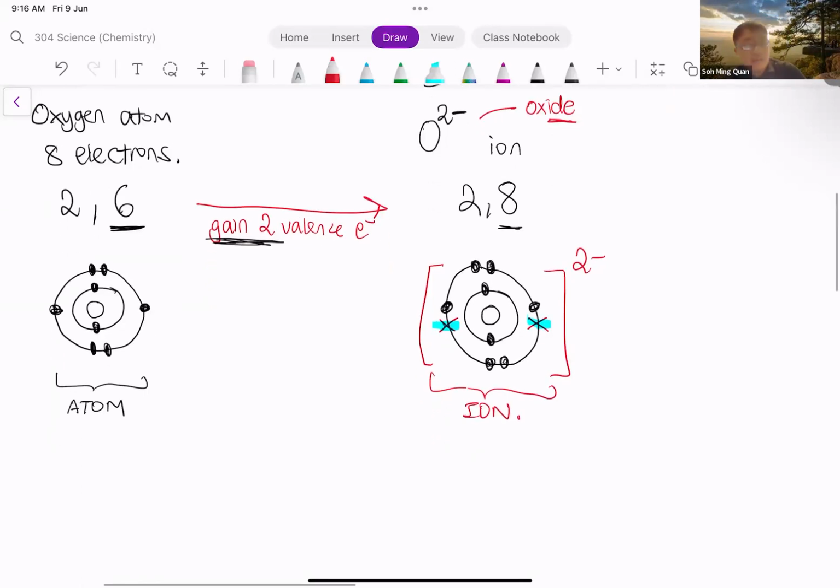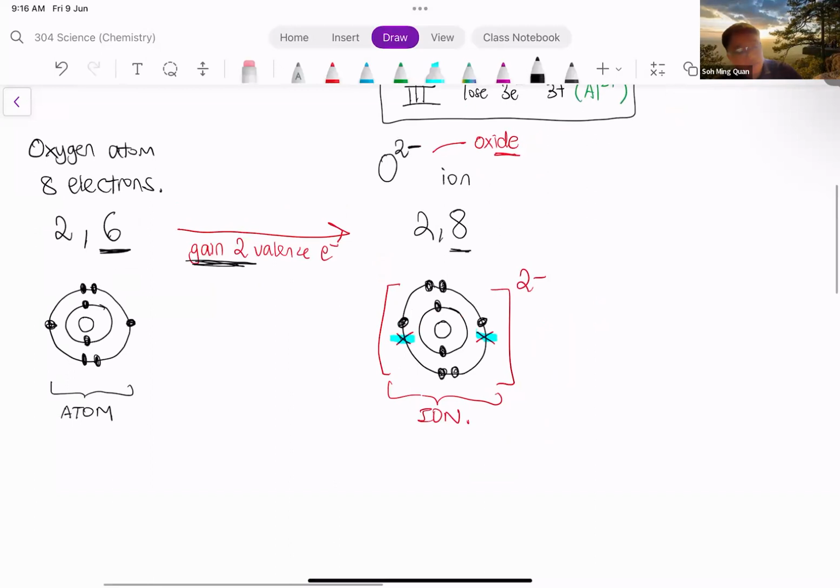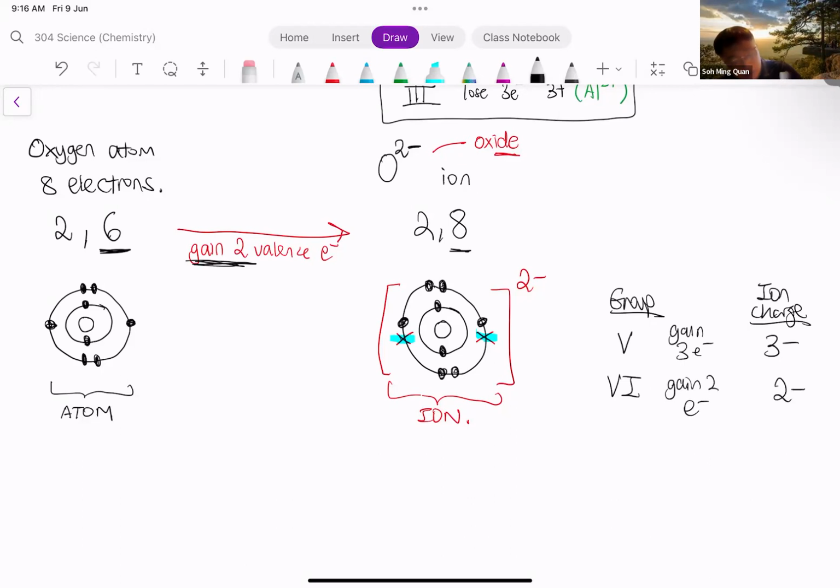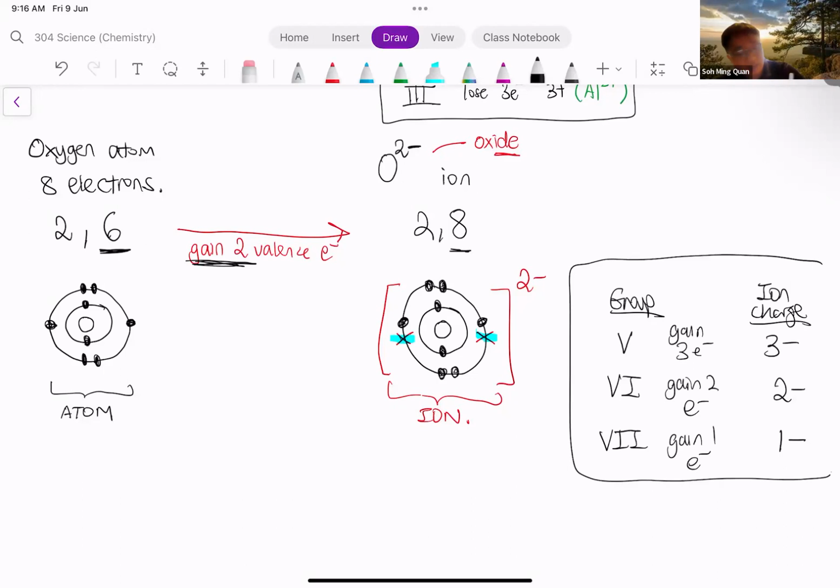Now, you realize this is another series of patterns, right? Your non-metals can be found in which group? They are found on the right-hand side. So they can be found in group 5. Group 5 will gain 3 electrons, so it's 3 minus. Group 6, like oxygen, gain 2 electrons, so it's 2 minus. Group 7, gain 1 electron, 1 minus. So this is the summary of how non-metals can gain valence electrons to form ions of different charges, right?